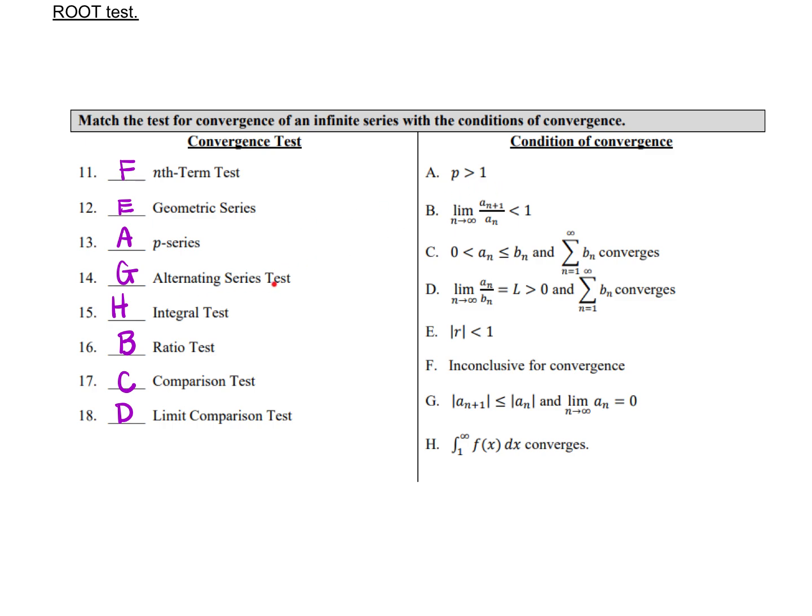Alternating series test, the limit's got to go to 0 and it's got to be decreasing. Integral test, you need it positive, continuous, and decreasing. Then if the integral converges, the series converges. Ratio test, the limit of a_n plus 1 over a_n's got to be less than 1 for convergence. Comparison, you need to show something bigger than it converges. And limit comparison, you have to show that the limit is finite and non-zero.